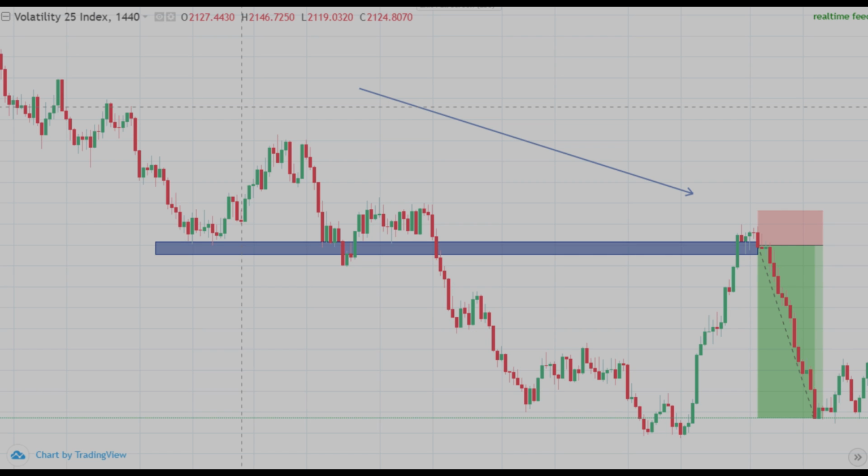The strategy number 1 is only place high probability trades. Do you know what high probability trades are? Tell me in the comment section if you do.